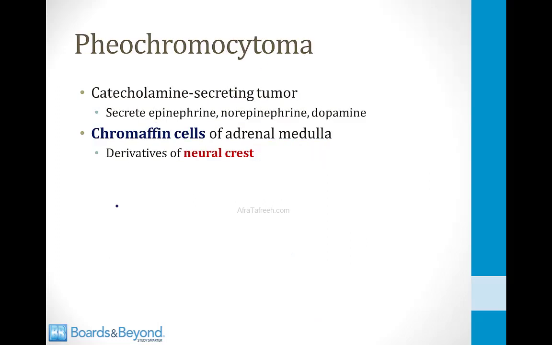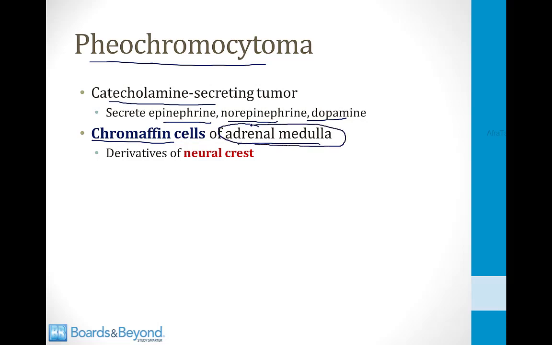I'll finish this module by discussing adrenal tumors, and we'll begin by talking about pheochromocytomas. So pheochromocytomas are catecholamine-secreting tumors. They can secrete epinephrine, norepinephrine, or dopamine. And importantly, especially for step 1, you should know that they are derived from chromaffin cells of the adrenal medulla. Obviously, because they secrete catecholamines, they are not going to come from the adrenal cortex. They are going to come from the adrenal medulla, which is where catecholamines are normally produced.